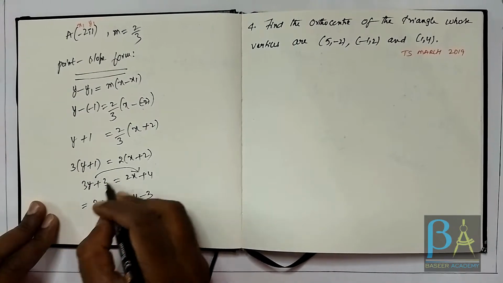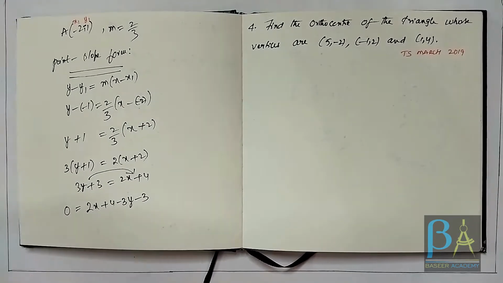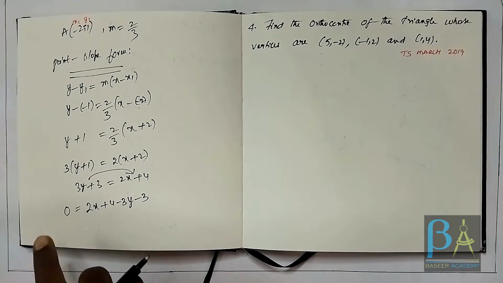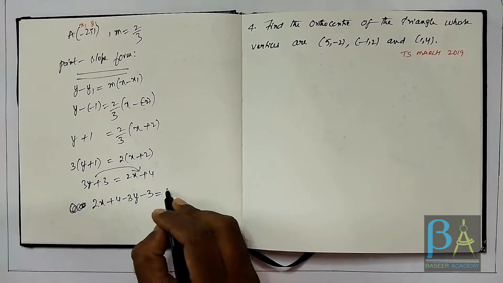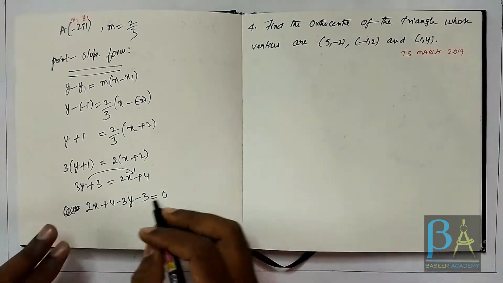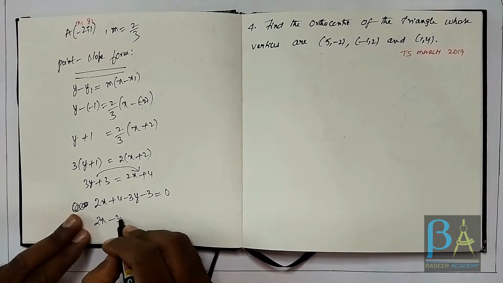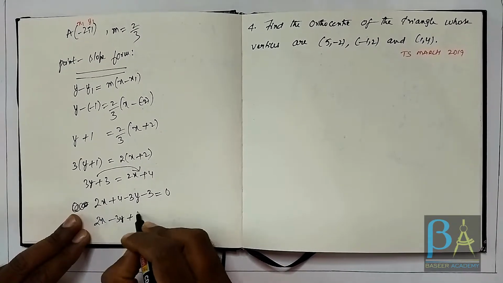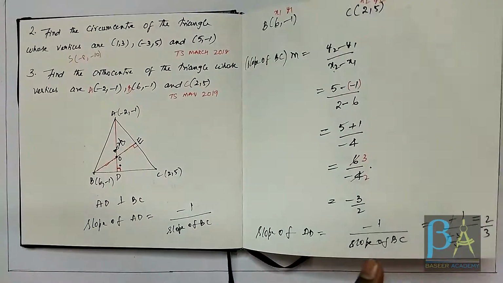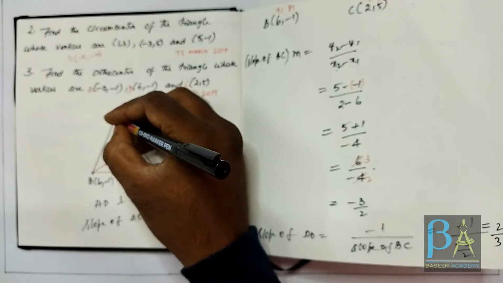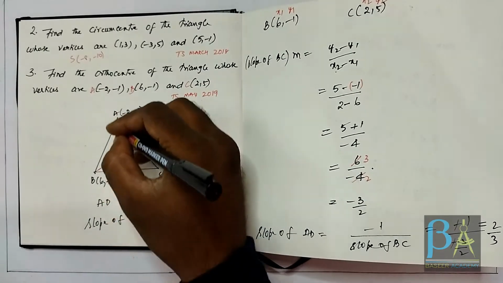Now nothing is left on the left hand side, so you get a 0 on the left hand side. Instead of writing 0 is equal to this thing, you can very well write this thing is equal to 0 as well. Now 2x minus 3y, 4 minus 3 is 1. So that gives us the first equation. So we were able to find out the equation of the altitude AD.